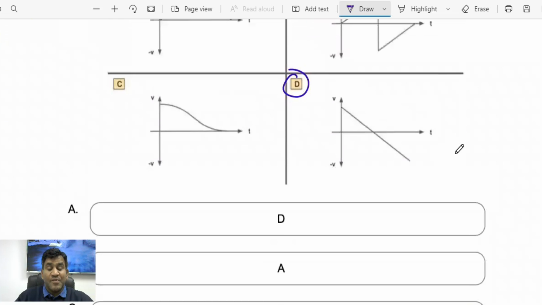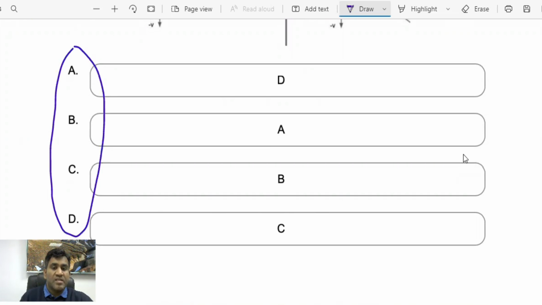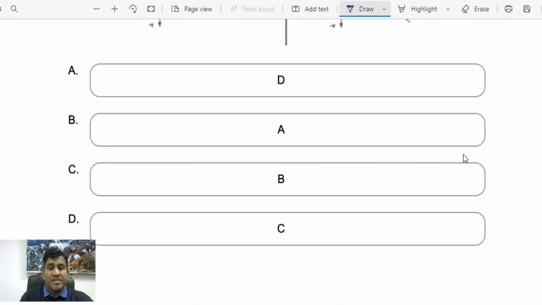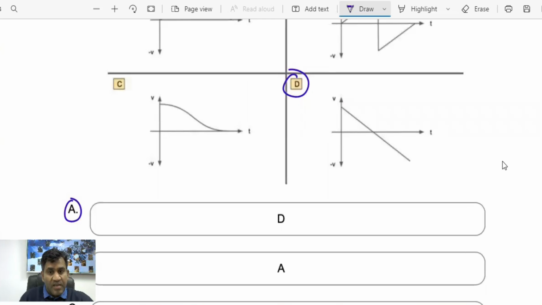So again, there is a confusion in the options. You can see that option A is representing D, B, A, C, D. We have to select any one among these, not this, because option A is representing graph D. So D is which one? This part. So the graph represented as choice D is the correct answer, and that corresponds to option A, which you have to select.